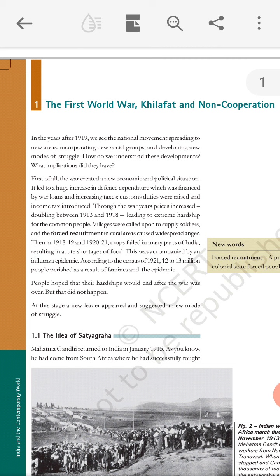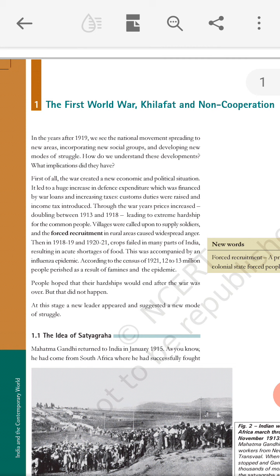In new areas, incorporating, means including new social groups, also developed, and developing new modes, here methods of struggle. Now new methods also developed for struggling.